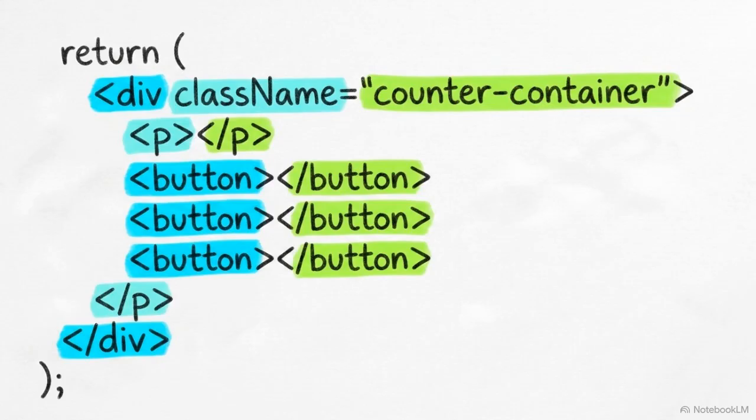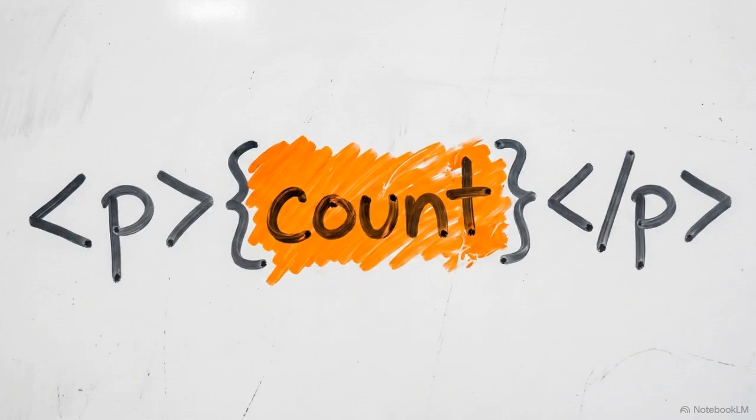We have our logic, now we build the layout. At the bottom of your component, return a div container. Inside it, place a paragraph tag for the display number, followed by 3 standard HTML buttons. To dynamically render our data, insert a set of curly braces within the paragraph element and type the count variable.